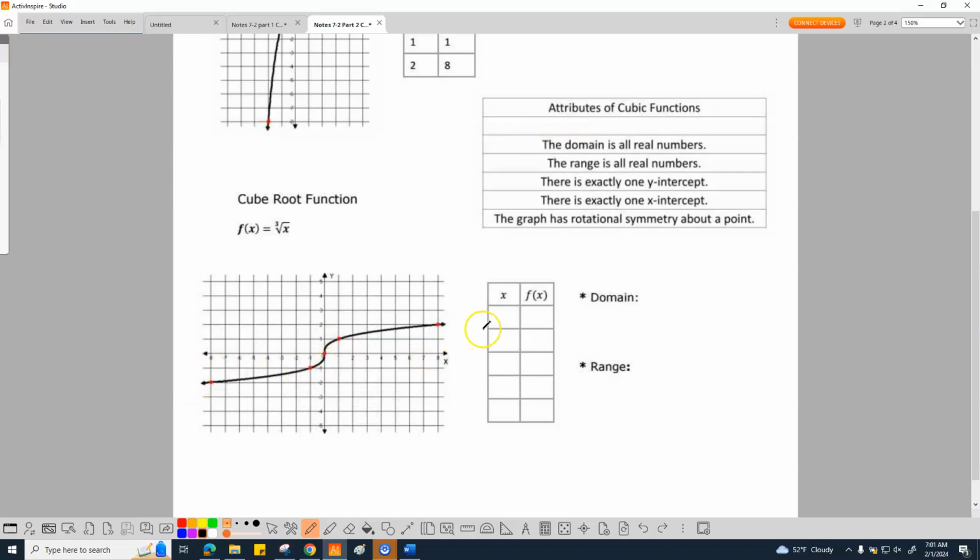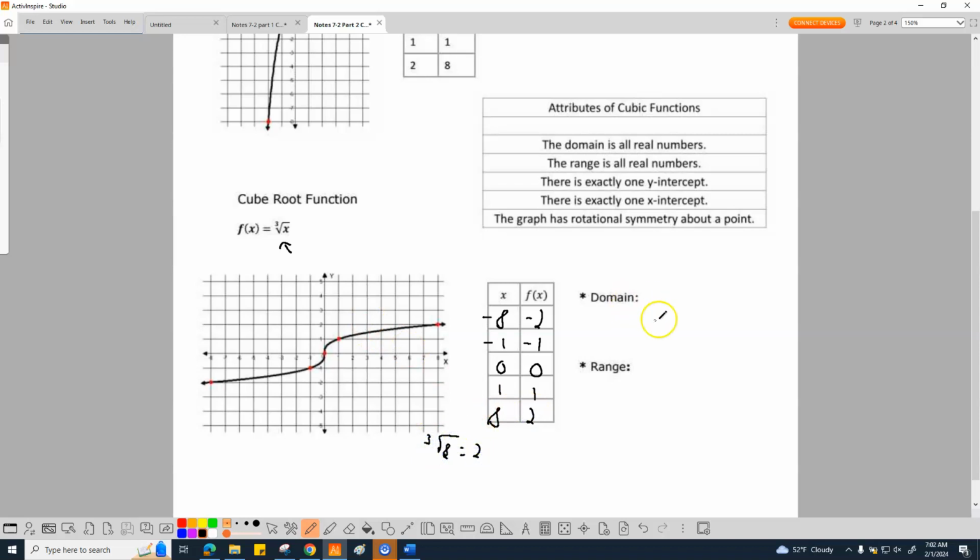I'm going to do these points together. So I'm going to put in for my x values a -8, a -1, a 0, and then a 1, and then an 8. Notice these are just flipped around. So when I plug in my -8, I will output a -2 for my y. When I plug in a -1, I'll output a -1. When I put in a 0, I'll output a 0. When I plug in a 1 into this equation right here, I get a 1. When I plug in an 8, I'll get a 2. And why? Because the cube root of 8 is 2.